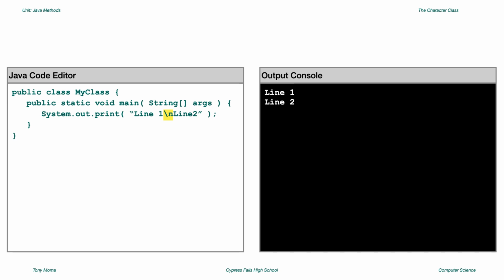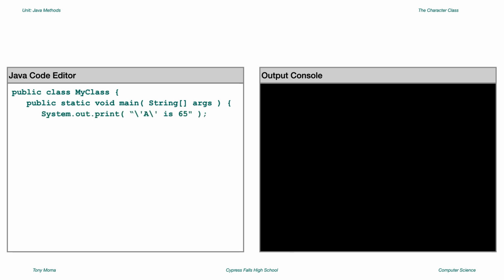Line 1 appears in the first line, cursor drops down to the next line, then line 2 appears in the second line. Now, consider this line of code. Notice that forward slash t appears after the A and after the B. Thus, an indentation will get inserted after the A and after the B, thus giving us this as our output. A, indent, B, indent, C.